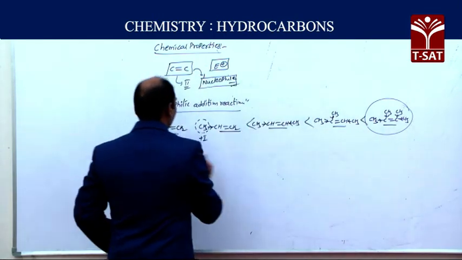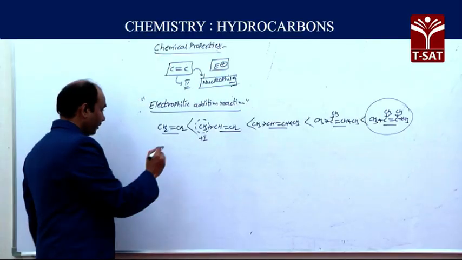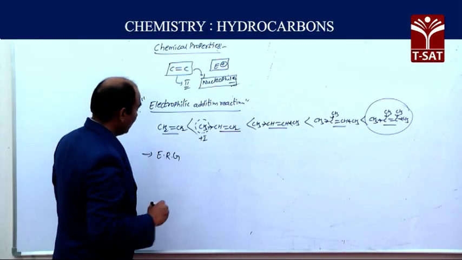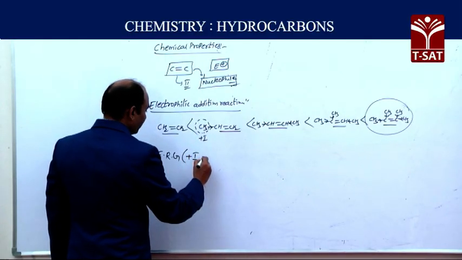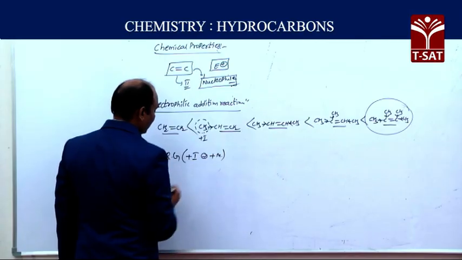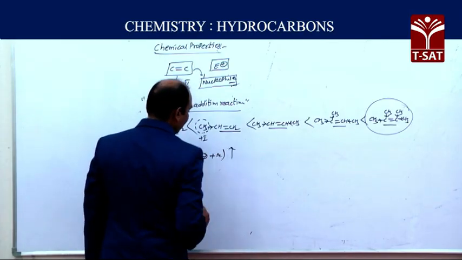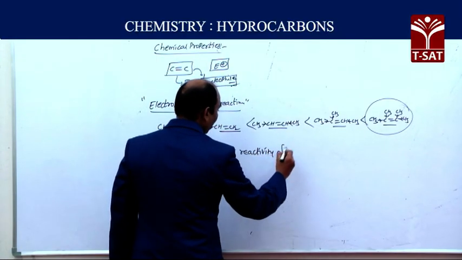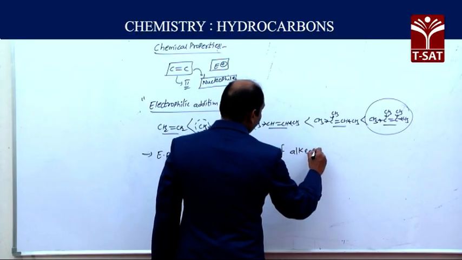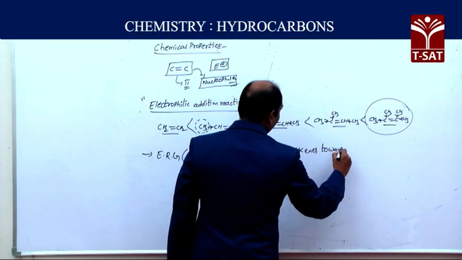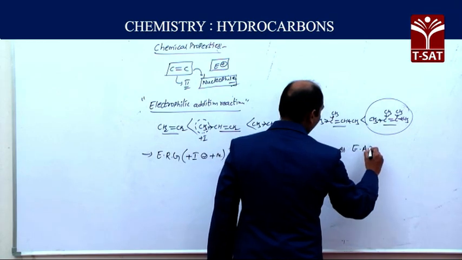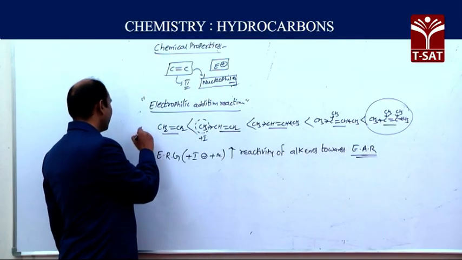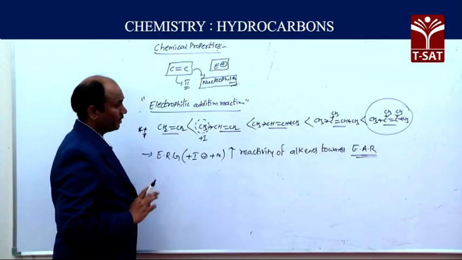Then this one, then this one, then this one. That means the conclusion is: electron releasing groups, either plus I groups or plus mesomeric effect groups, plus M groups, increase the reactivity of alkenes towards electrophilic addition reactions. This is very, very important. Simple concept, but a very important concept.